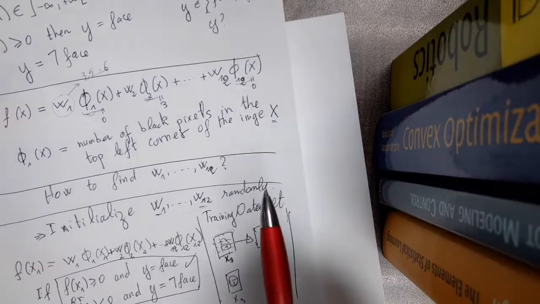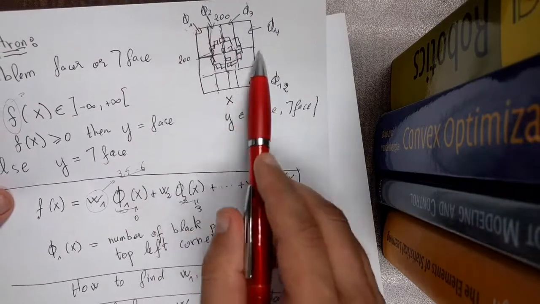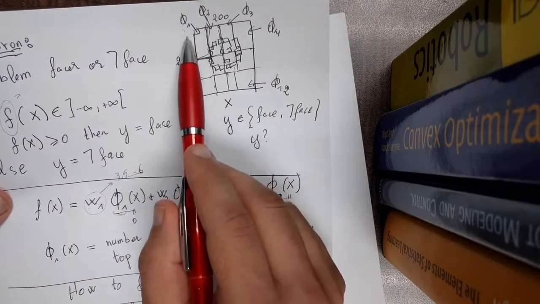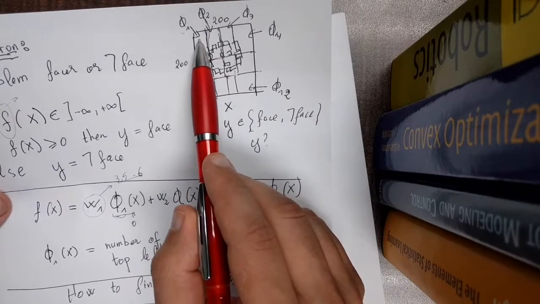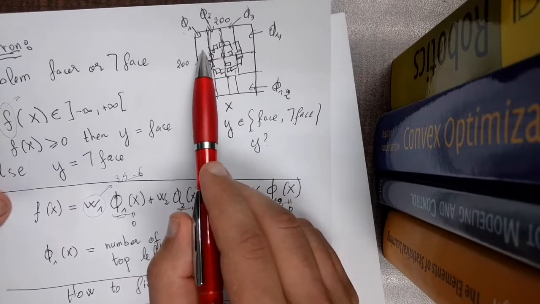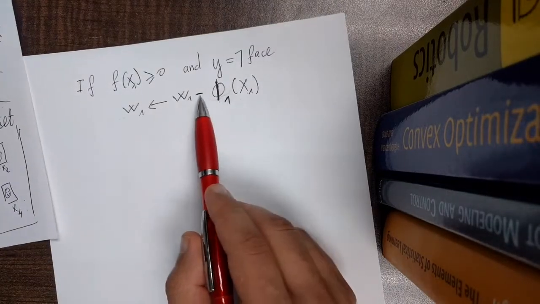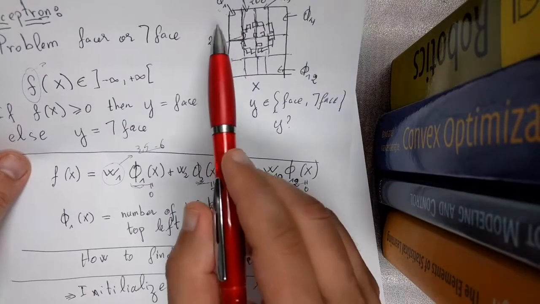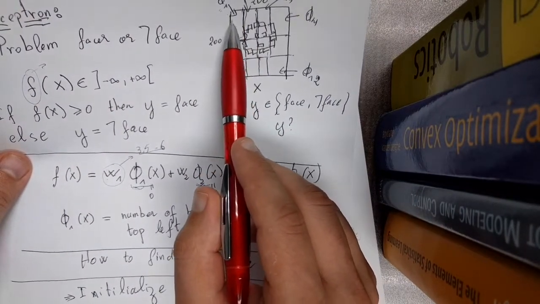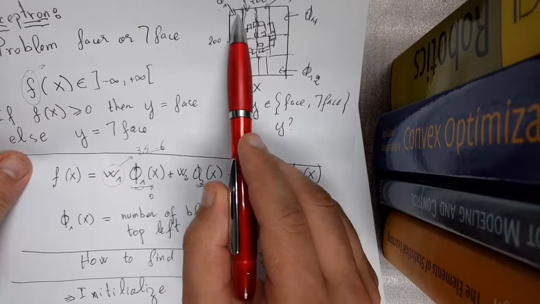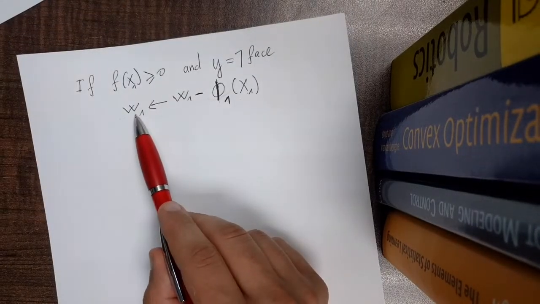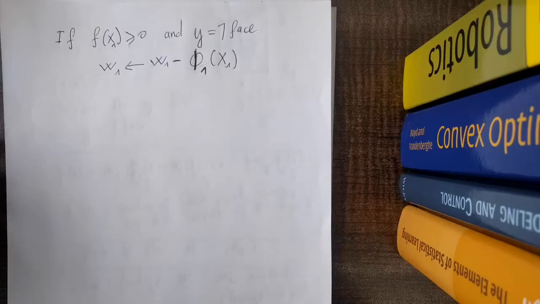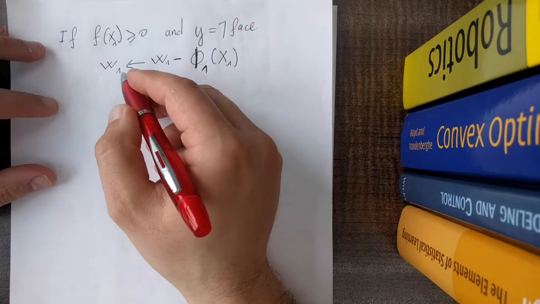So concretely, for x1, let's say this is your image, and phi1 is the feature in question, and let's say in this image it takes value 0 because there is no pixel inside. Then W1 will be reduced by 0, which means it will remain unchanged. Now let's assume that phi1 has value 5, for example, there are 5 pixels inside this region. Then W1 will be the old W1 minus 5. And this is how we update the weight W1.